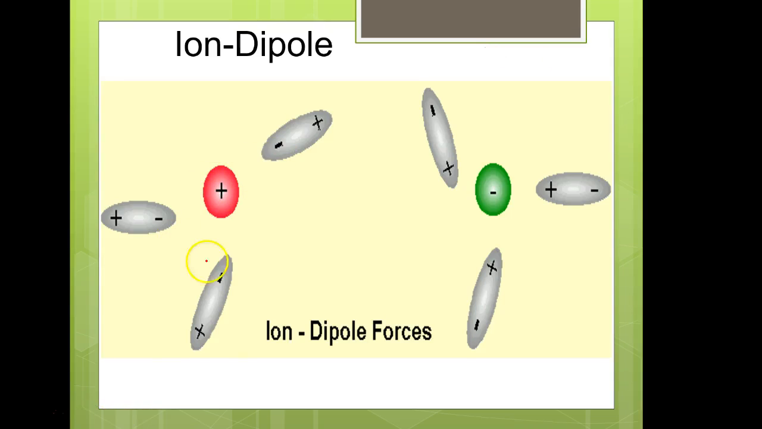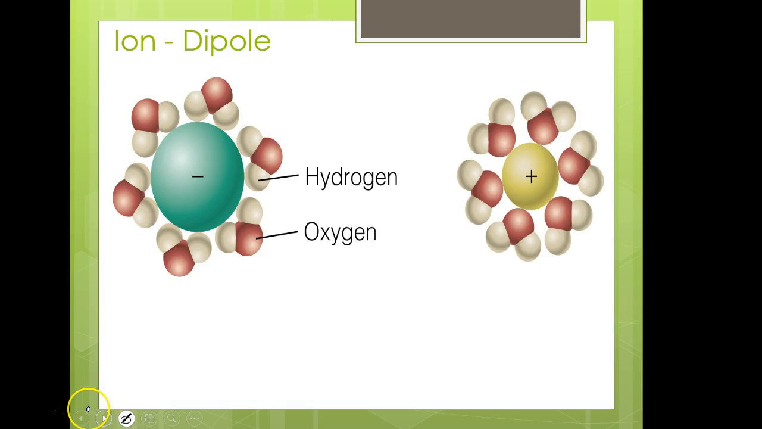Here is what it looks like. These are my water molecules, and I'm not showing you the O and the H's because all I'm worried about is that one end is negative and one end is positive, and they are attracted to this. That is an ion dipole force. The positive end of the water is attracted to the negative ion, and so you get an ion dipole force.